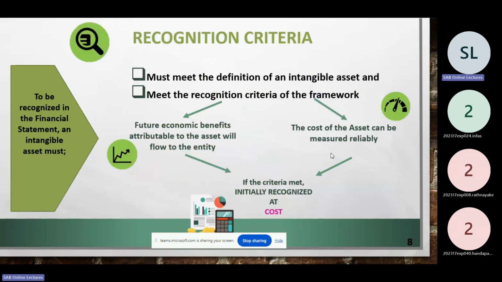Then we are moving to the recognition criteria. To be recognized in the financial statements, these should be met in the initial recording. They meet the recognition criteria of the framework: future economic benefits will flow to the entity, and the cost of the asset can be measured reliably. If the criteria are met under the intangible asset standard, they can be initially recognized at cost. My time is over.